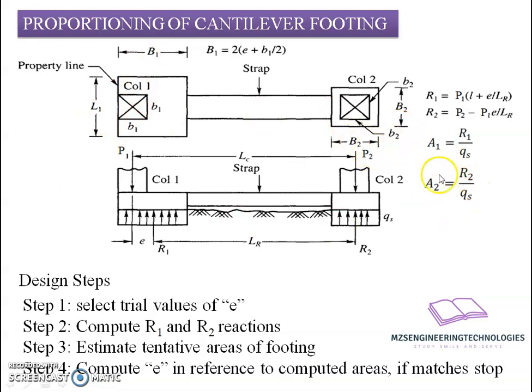Since it is a square column, we can say the square root of the area is nothing but B2 and B2 in the case of column 2. But in the case of column 1, we have to estimate the B1 and L1 values, because it will never be a square footing. It may have certain differences in the ratio of the length. So B1 can be estimated by considering B1 as twice of this. If we consider L1 along the length with reference to this figure, in that case we can say E plus B by 2.